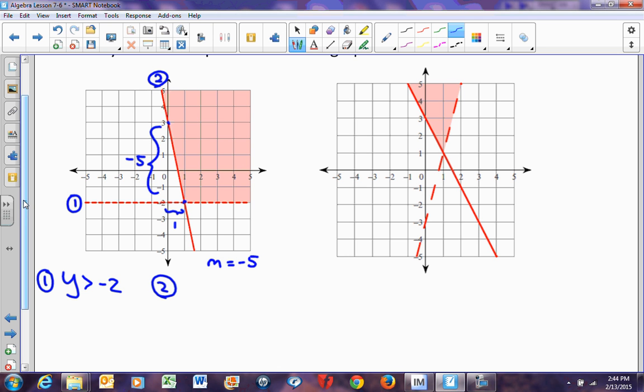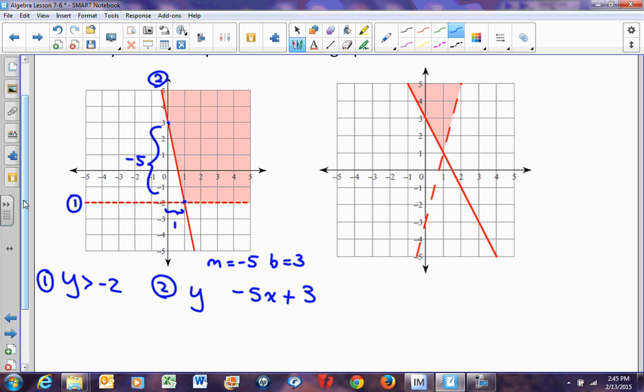I can clearly see it cross my y-axis at 3. So I can put it in y equals mx plus b form, but I have to replace the equal sign with an inequality. So we'll just leave it blank for the moment. Now we just have to figure out which inequality we need. Is it greater than or equal to, or less than or equal to?